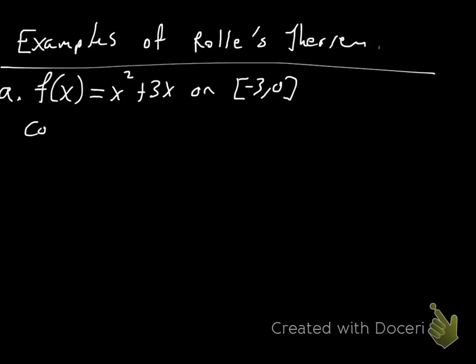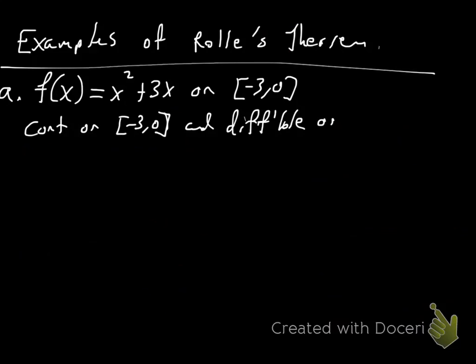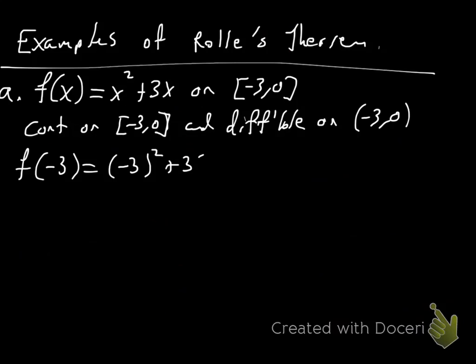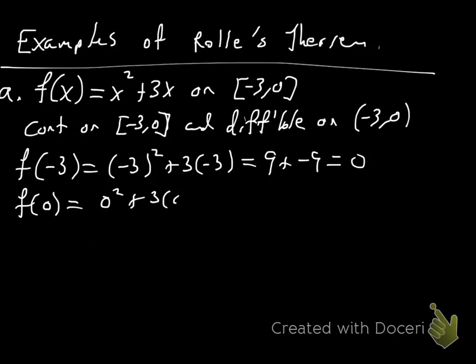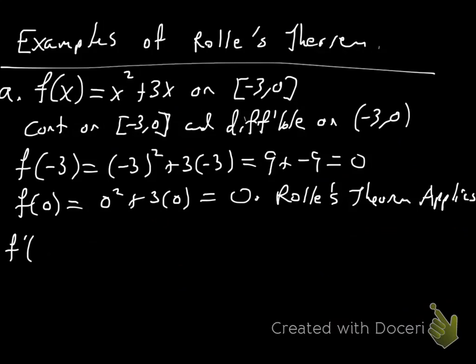So in order to use Rolle's theorem, it has to be continuous. Polynomials are continuous everywhere, and differentiable on the open interval, which it is. Polynomials are differentiable everywhere. And we have to check the endpoints. So we're going to plug in the two endpoints to make sure they are both equal to each other. It's not always the case that they're both going to be 0, but in this particular problem, they're both equal to 0. Okay, so I have continuous on the closed interval, differentiable on the open interval, and the endpoint outputs are equal, so Rolle's theorem applies.